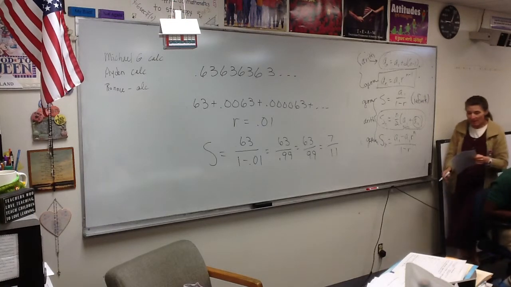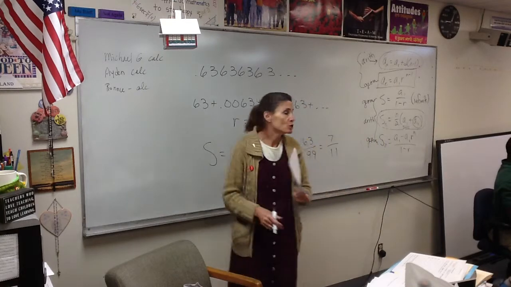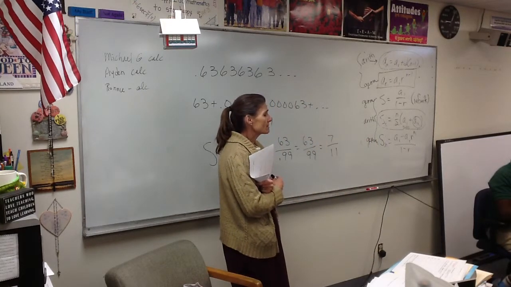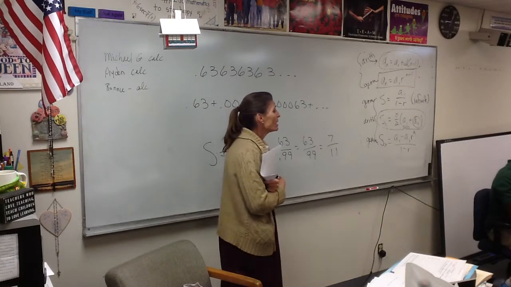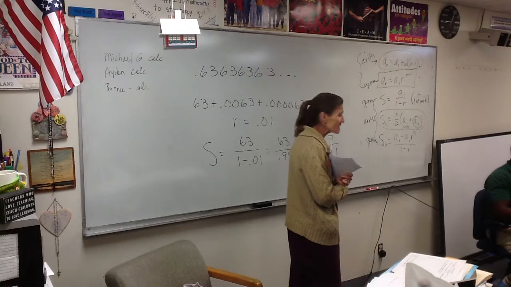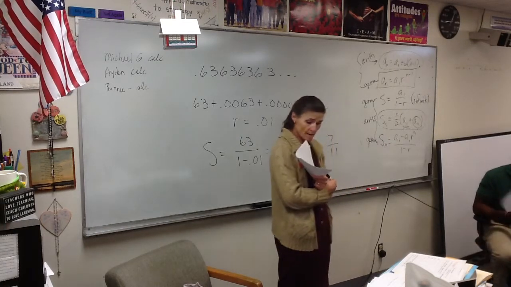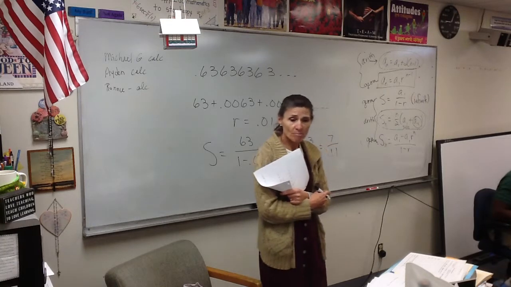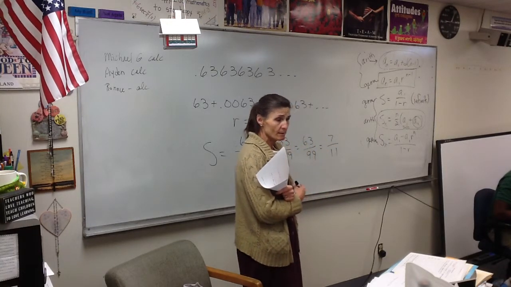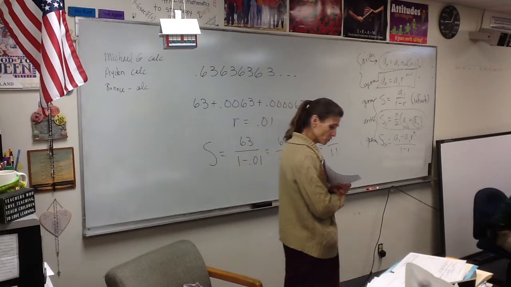Number one, identify this as arithmetic, geometric, or neither. Please don't throw things. Why do you say arithmetic, Katie? Because you are adding one each time. So number 1A is arithmetic, and the common difference is 1. Very good, Katie. All right, what about number 2?